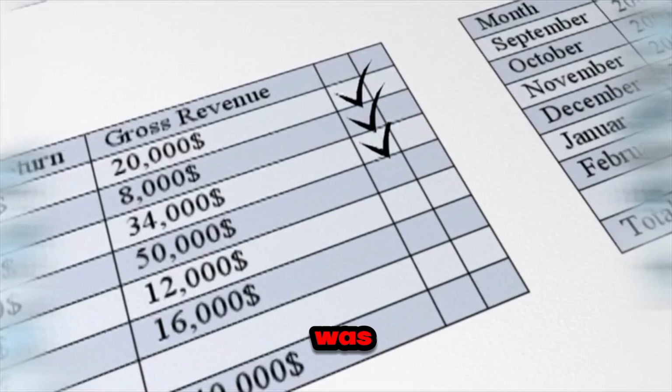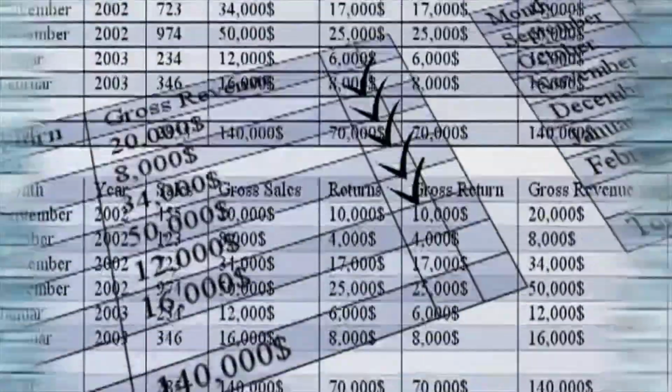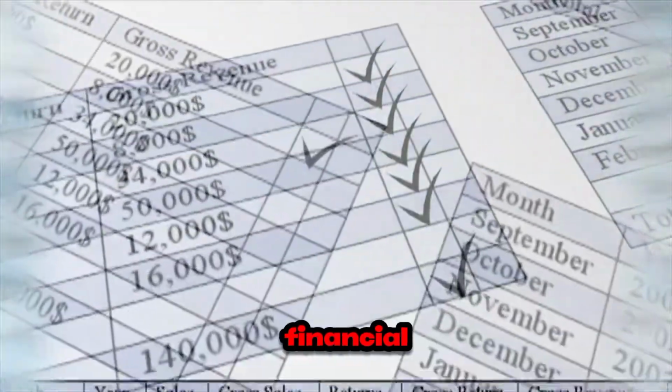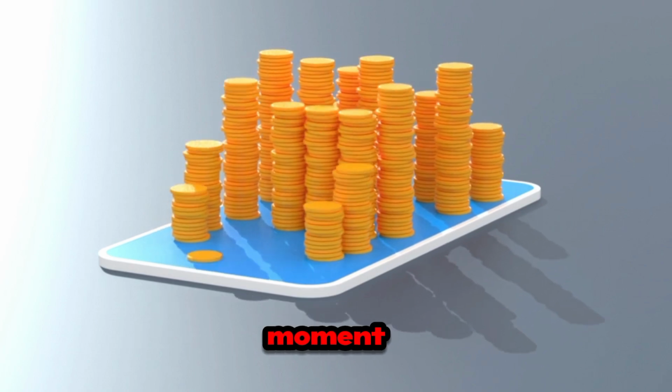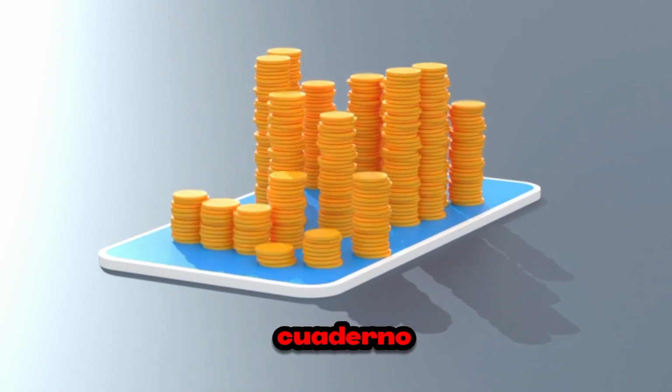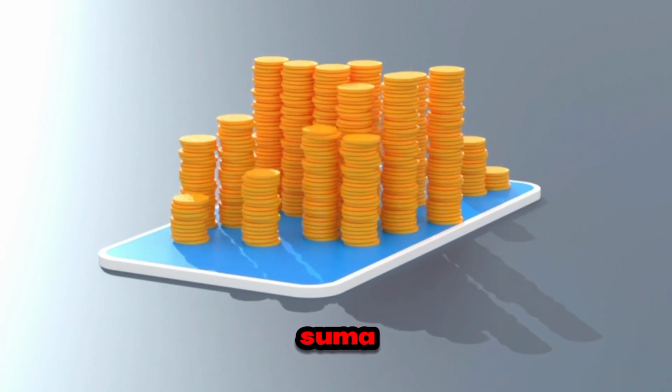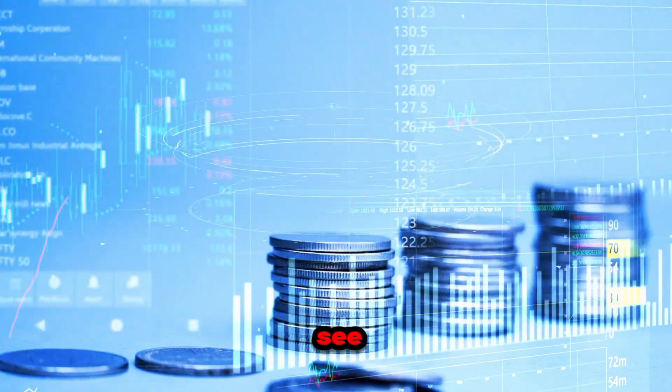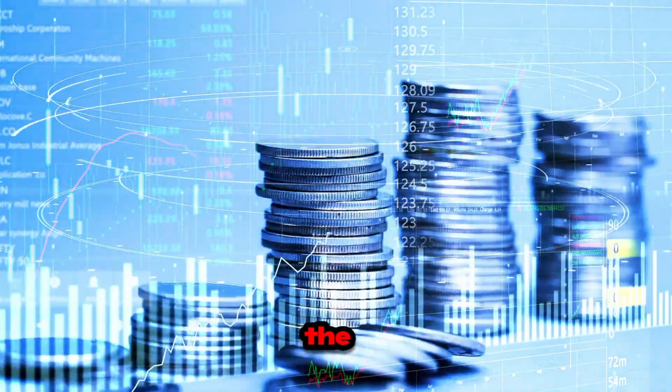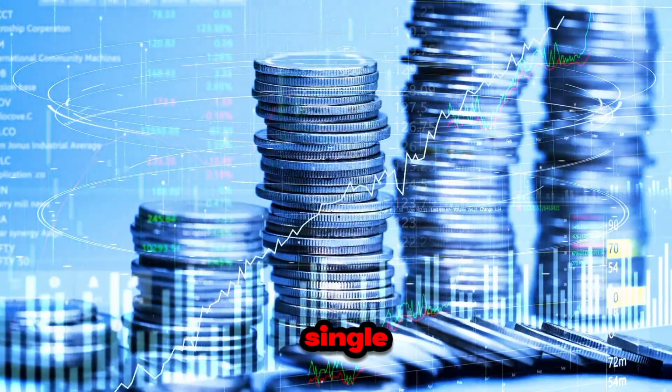The Quaderno was the world's first database. It allowed a merchant to see their financial position at any moment. By looking at the totals of the Quaderno, a merchant could create a summa or a balance sheet. They could see for the first time in history the soul of their business in one single view.